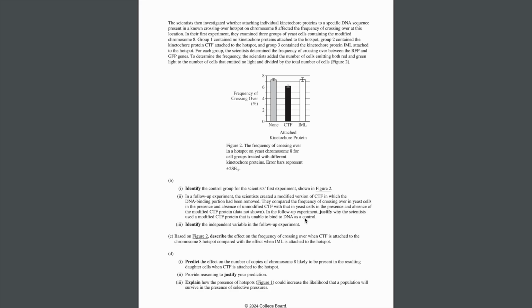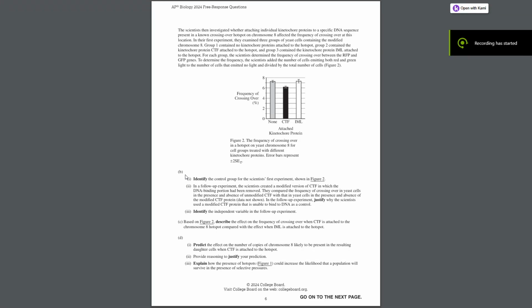In the follow-up experiment, justify why the scientists used a modified CTF protein that is unable to bind to DNA as a control. So this tells us that in a follow-up experiment, they use two different CTF proteins, one that can bind to DNA and one that cannot. And it's asking us why the scientists use a modified CTF protein as a control. So a good answer would be that the scientists used the modified CTF protein that is unable to bind to DNA as a control to ensure that any changes in the crossing over frequency are solely due to the DNA binding ability of the protein.